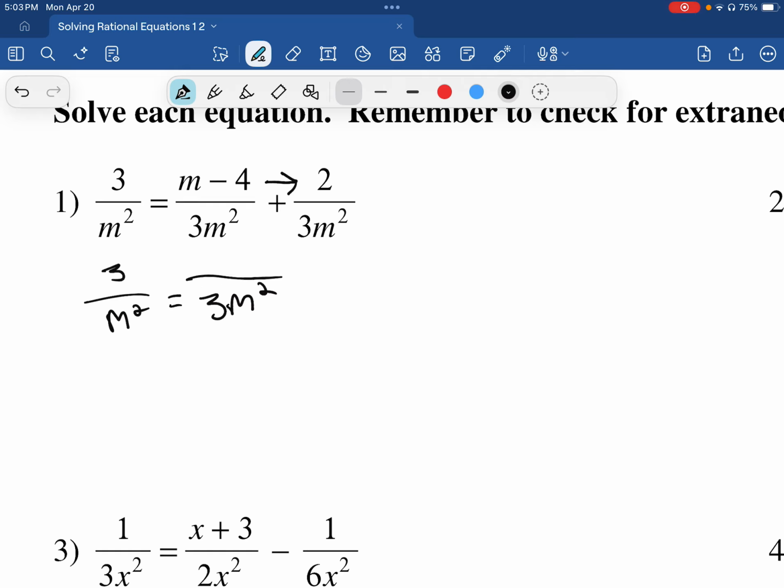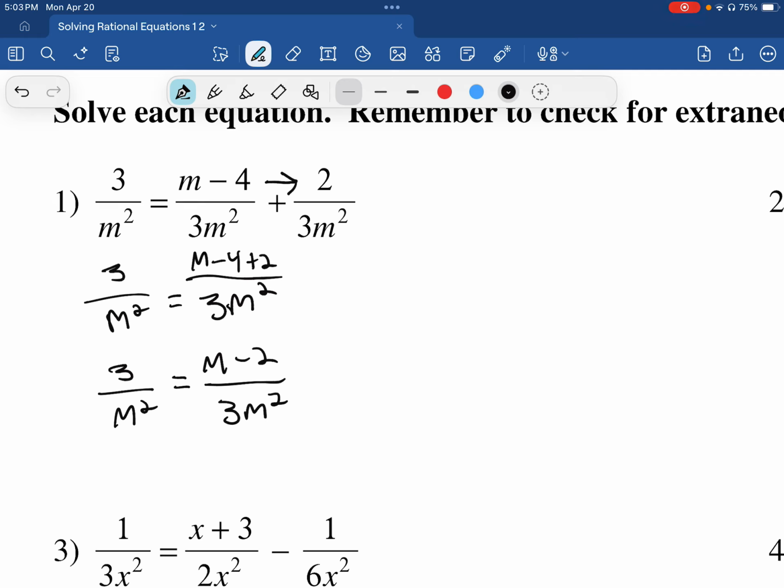So what is m minus 4 plus 2? We can say 3 over m squared equals m minus 2 over 3m squared. So now there's a number of ways to solve this. We could solve by proportion with cross multiplication.